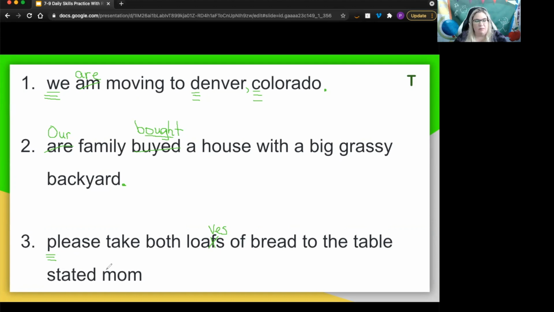Well, stated Mom tells me that this is exactly what she said. So we'll put quotation marks around it. This is all that she said. So we're going to put a comma here because it's not quite the end of the sentence yet until we get to stated Mom. I'm going to put a period at the end. And because Mom is what we call her, that's her name or her title, however you want to describe that, you're going to capitalize Mom there.